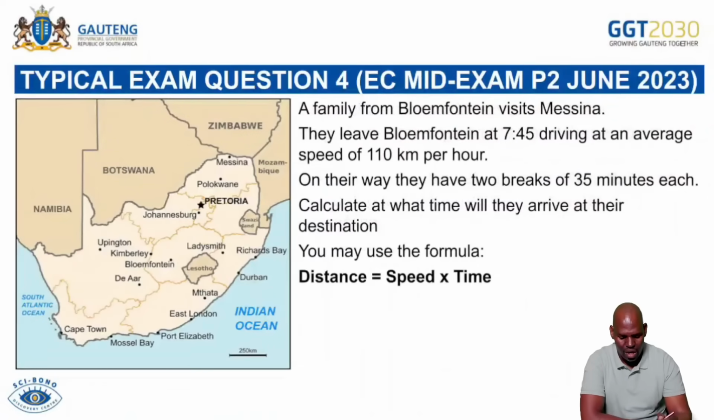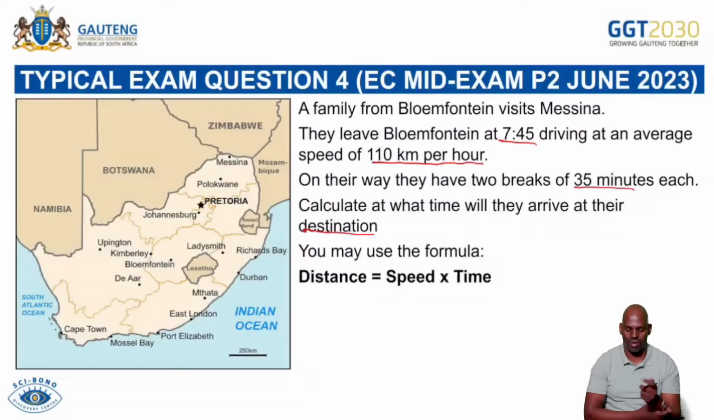Okay, then the next question is, a family from Bloemfontein visits Messina. They leave Bloemfontein at 7:45, driving at an average speed of 110 kilometers per hour. On their way, they have two breaks of 35 minutes each. Calculate at what time will they arrive at their destination. Okay, you may use the formula distance is equal to speed multiplied by time.